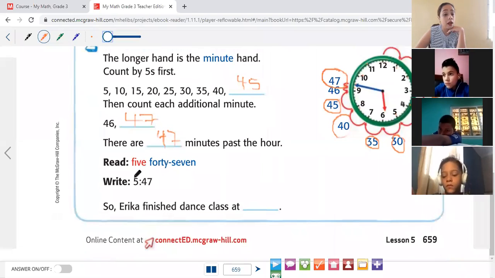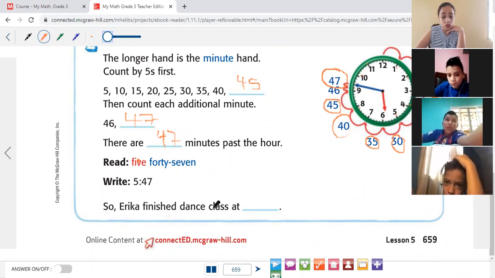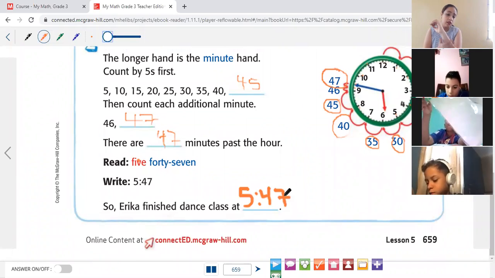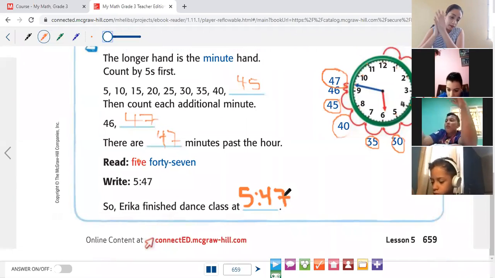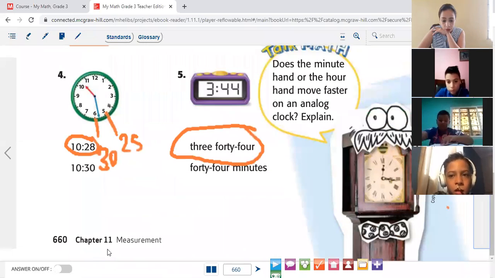So what time is it? It's 5:47. At what time did Erica finish the dance class? At 5:47. So you write 5:47 on the last line, okay? Abdiel, are you okay? Now, next page. Now we're going to do this page together.